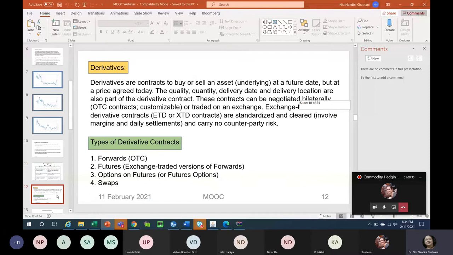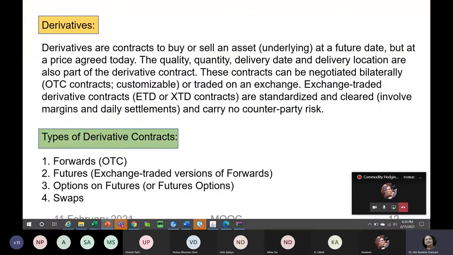Okay. Now, what are derivatives? So we said what are traded in the derivative markets are derivative contracts. Contracts to buy or sell a commodity at a later date, but at a price agreed today. So derivatives are contracts. They are not the asset itself. They're not the commodity itself, but they're contracts to buy or sell an asset, which is called the underlying asset.